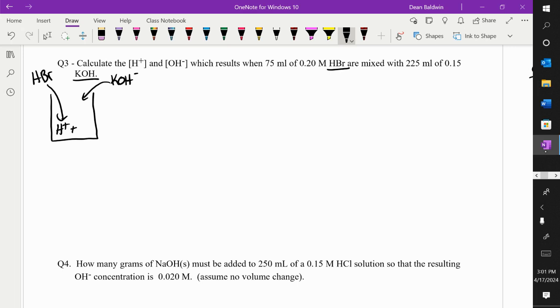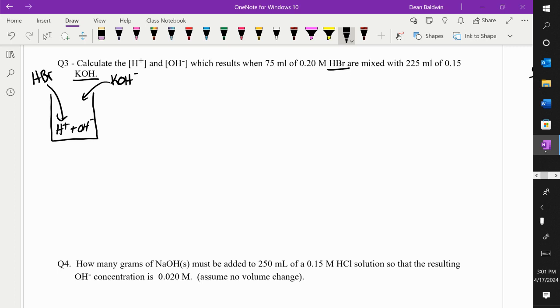So you've got those two things floating around in there. What are they going to do? They're going to bond to each other, right? They're going to neutralize each other. One of these things is in excess. We want to figure out which one, and what the concentrations of OH minus and H plus are when that happens. There are two ways to do it: with concentrations or moles. I prefer moles, but I'll show you both. I'll do it with moles first, and then show you the calculation with concentrations.